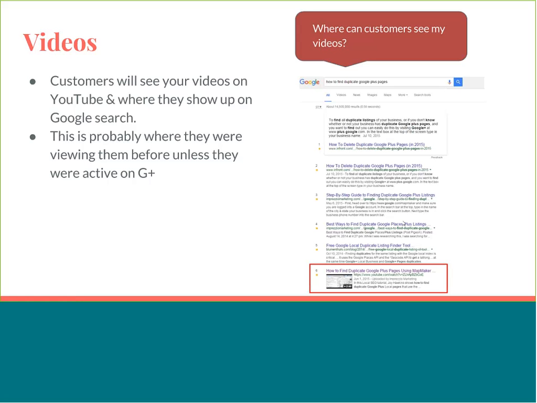So for example, that I've got up on this screenshot here, how to find duplicate Google Plus pages. It was a video tutorial I did a while ago, and you search that in Google and you can see the video, and it's pulling it from YouTube. So YouTube videos do show up really well in Google search for different things. Or they show up on YouTube if someone's searching directly on YouTube.